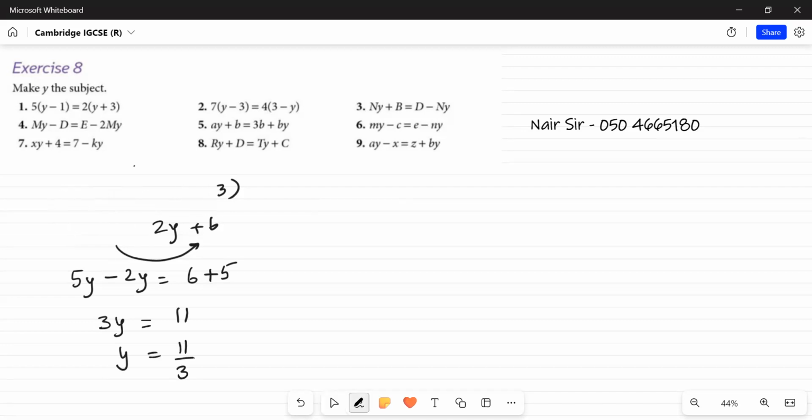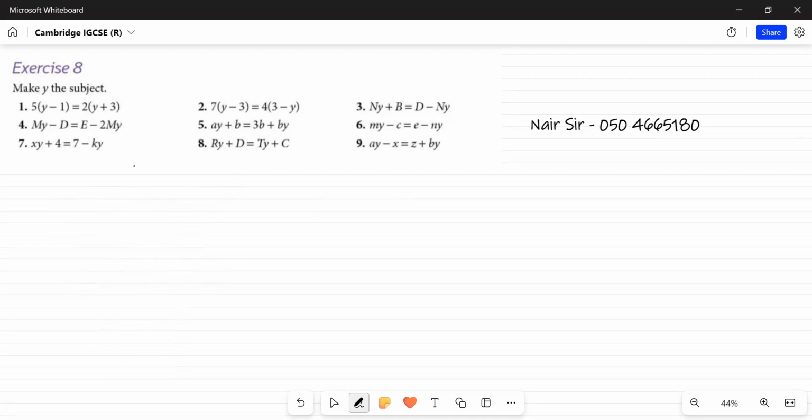Let's look at the second question. Seems to be the same. Question number 3 seems to be the same. 4 also seems to be the same. 5 the same. Almost all the questions are the same. Let me look at 7.